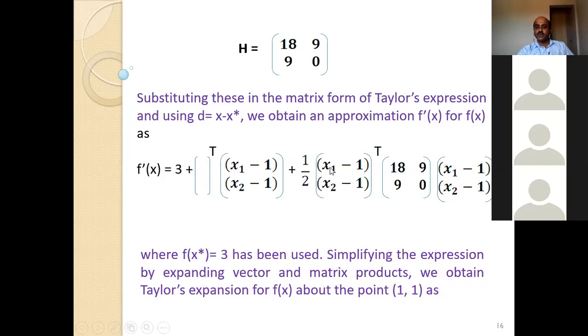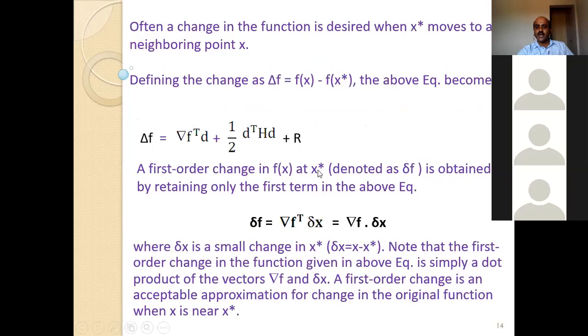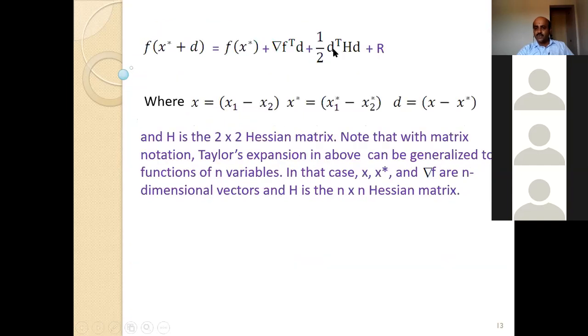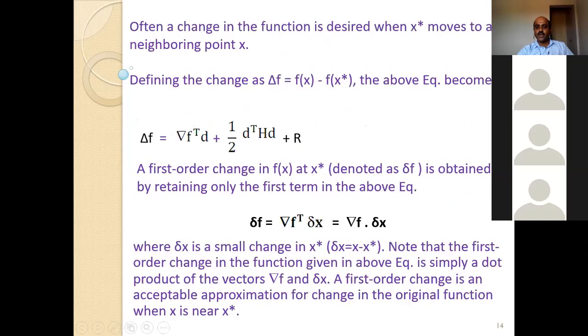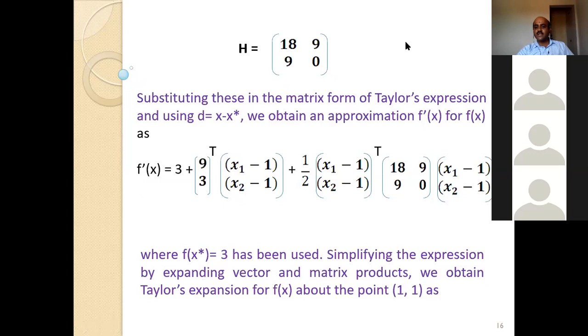Plus half into, so I will go back again to the matrix notation here: half into transpose of D, H into D, plus R. We are expressing everything in this form. Half into transpose of D, where D is x1 minus 1 and x2 minus 1, transpose, into H. H is the Hessian matrix, 18, 9, 9, 0, into D, where D is x1 minus 1 and x2 minus 1. Of course, you neglect the R.